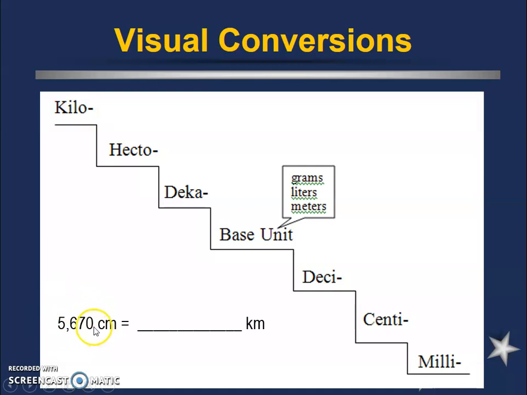This is a whole number, so that means the decimal is assumed to be at the very end. And we're going to move it 5 places to the left. 1, 2, 3, 4, 5. Now that last little hump I made there, there's no number there, so we're going to fill that in with a 0. Okay, so that means that 5,670 centimeters is the same as 0.0567 kilometers. Okay, nice and easy.